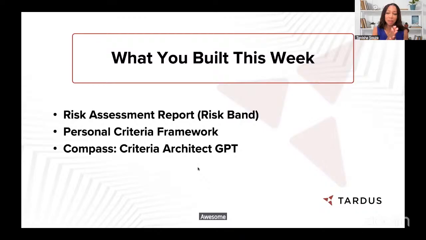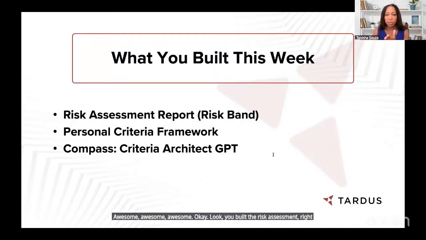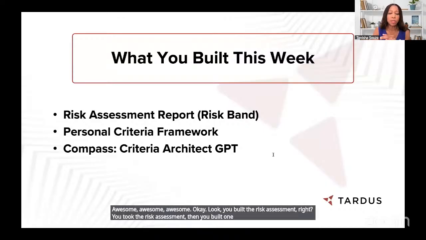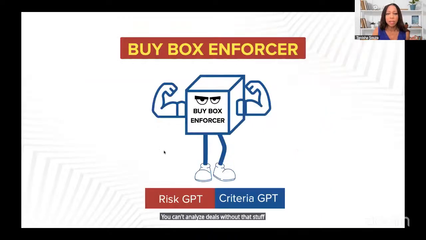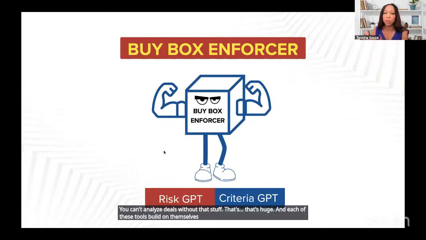Awesome, awesome, awesome. Okay. Look, you built the risk assessment, right? You took the risk assessment, then you built one. Then you created a personal criteria framework. You built your compass, which is your criteria architect GPT. You can't analyze deals without that stuff. That's huge. And each of these tools build on themselves. First the risk, then the criteria, then the buy box enforcer, right?